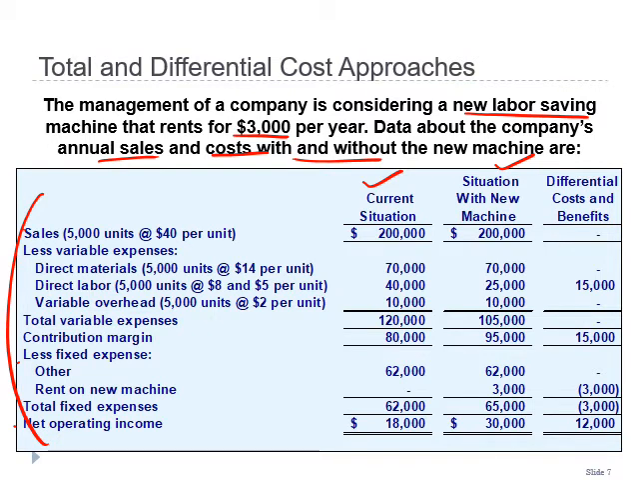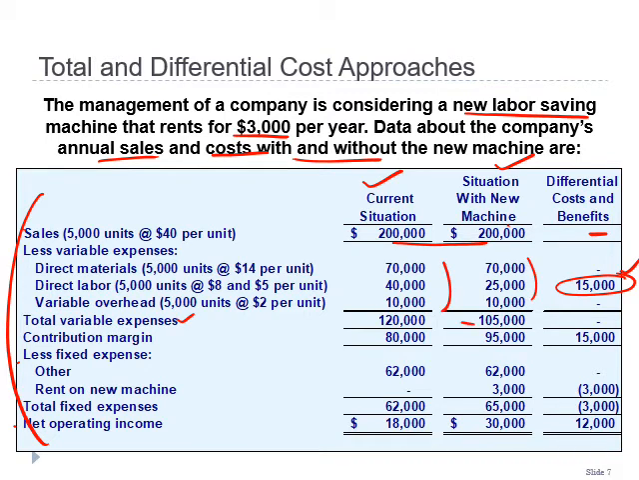So you say that sales are not affected, so these are not differential costs. That's why these are not relevant. Direct materials is the same. Direct labor is different, because when you are using a machine, you will save labor as well. The differential of the labor is positive because this is a cost, and you save that cost. Saving that cost means an increase in profit. And variable overhead is the same, so it's not relevant. So total variable expenses, you just add those.